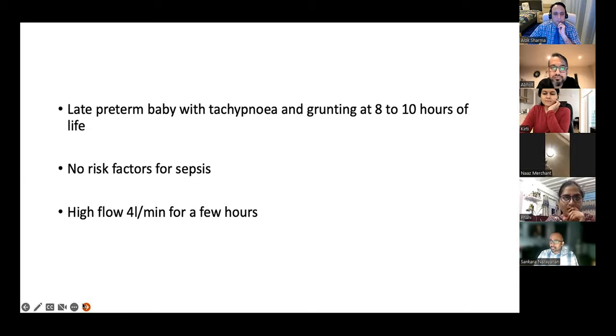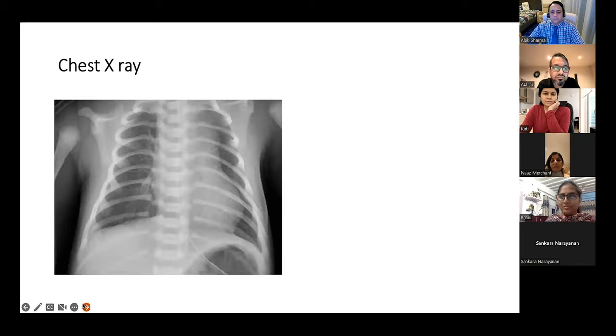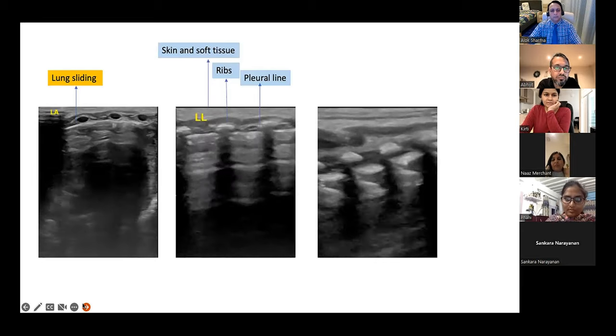Okay. So this was a late preterm baby with tachypnea and grunting. I did this scan at about 10 hours of life. There were no risk factors for sepsis, and this baby was only on a high flow of 4 liters for a few hours. This was the chest X-ray that we had. These were some of the images that I had taken.